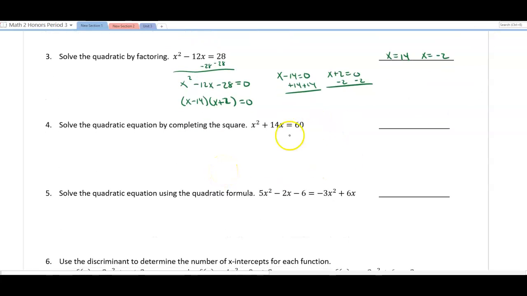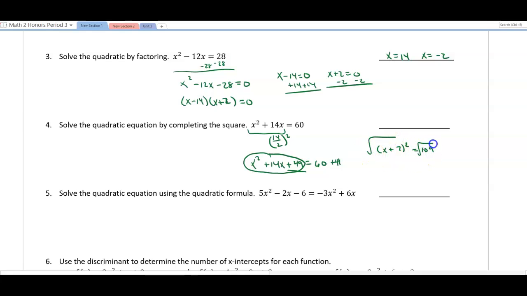Okay, to solve by completing the square, if I have x squared plus 14x equals 60, to complete the square on these two terms, I'm going to take half of 14 and square it. So I'm going to get x squared plus 14x plus 7 squared, which is 49, equals 60. And remember, whatever I add here, if I'm going to the other side, I'm going to add the same amount. So add 49 there. This quadratic expression will become x plus 7 all squared equals 109.